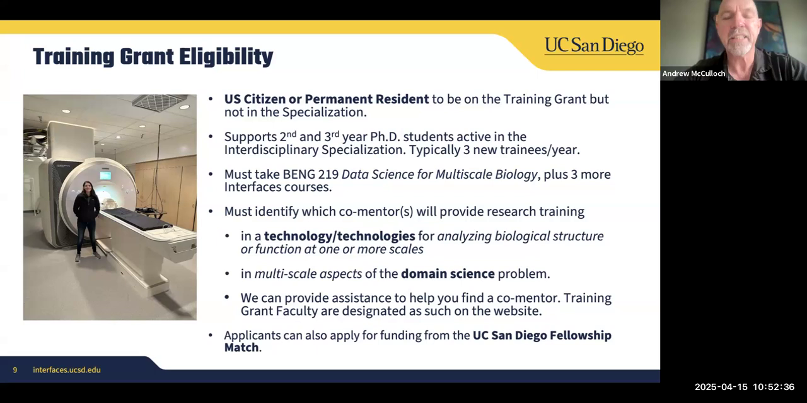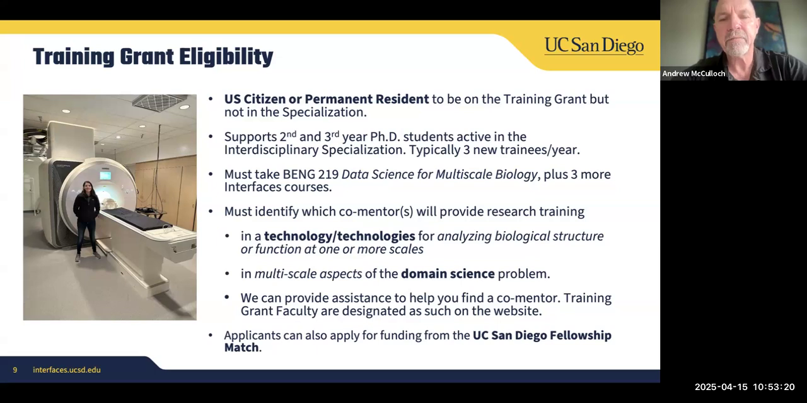The grant only supports students in the second and third year of the PhD. So normally at the same time you apply for admission to the specialization, if you're eligible, you can apply for support from that training grant for the coming second and third year. Typically, we support 3 new trainees a year. There are 6 slots on the training grant, but we also have an additional matching San Diego fellowship slot. So we can usually find support for 4 students each year.